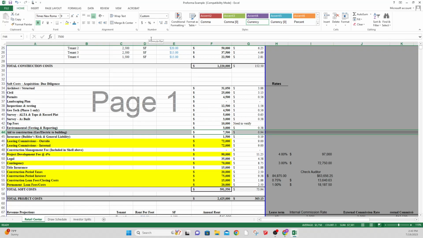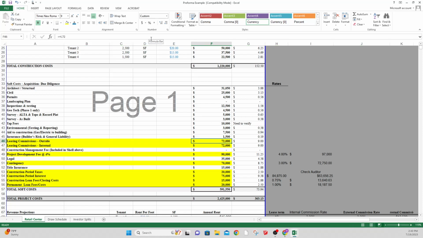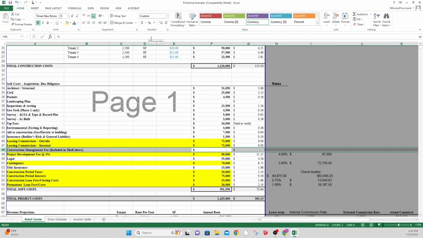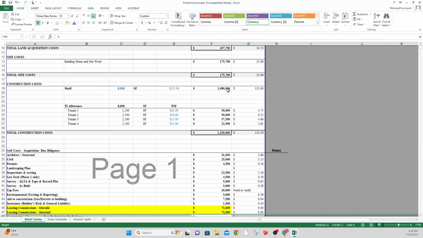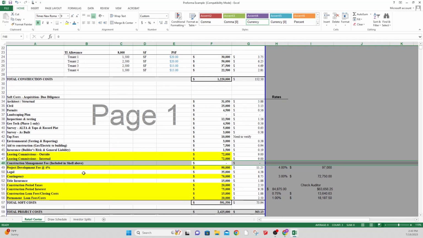So just environmental testing, insurance, that would just come from our insurance company. They provide us a proposal. And then here's an example of this construction management fee. We have that captured in the shell above in this number. So we're just going to call that out down here just to make sure it is being captured and that there's an accurate depiction of what this thing's going to cost.